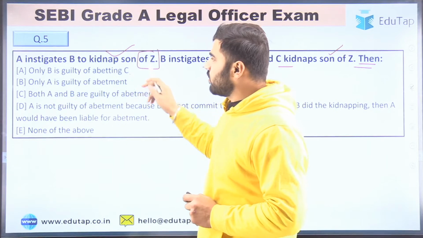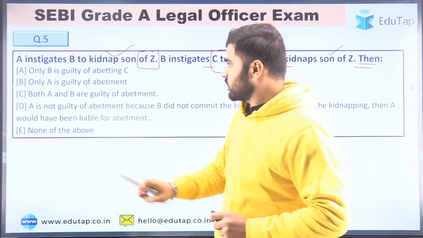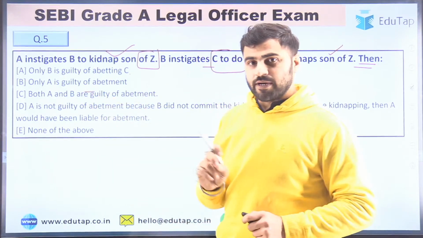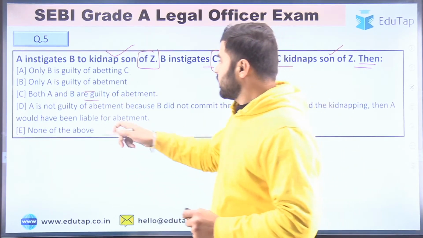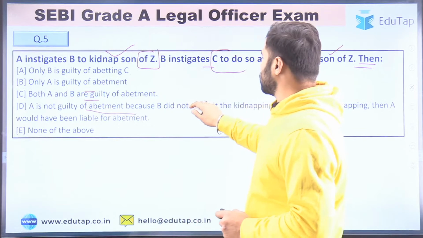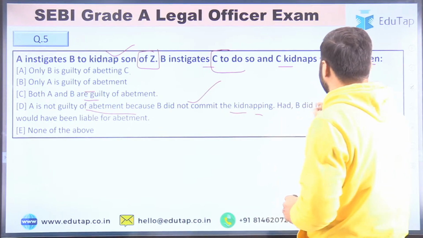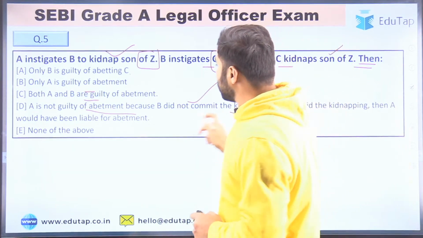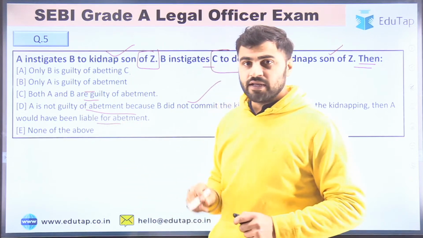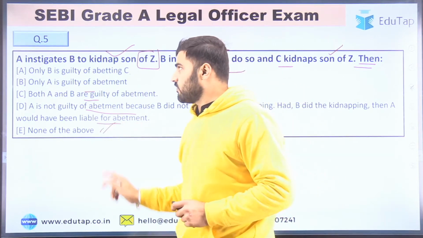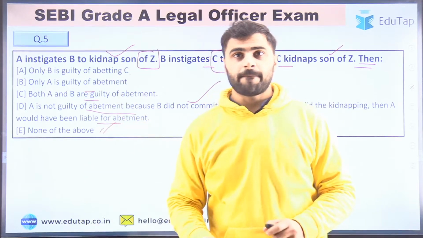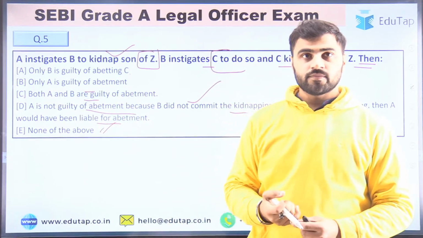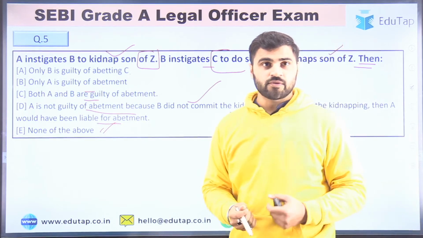Then in that case, read the question properly, then try to attempt that. So your options are only B is guilty of abetting C, only A is guilty of abetment, both A and B are guilty of abetment, A is not guilty of abetment because B did not commit the kidnapping. Had B done the kidnapping, then A would have been liable for abetment. And the last option is none of the above. So what is the right answer for question number 5th? Do tell me guys, what is the right answer for question number 5th?